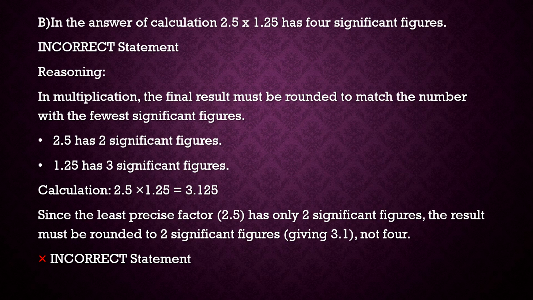Okay, so since the least precise factor 2.5 has only two significant figures, the result must be rounded to two significant figures, giving 3.1, not a 4. So this is an incorrect statement. So statement B is incorrect.